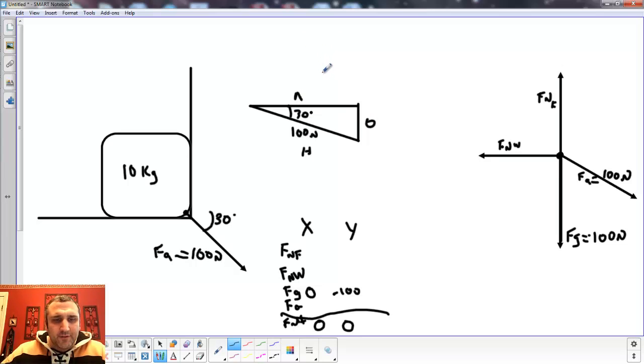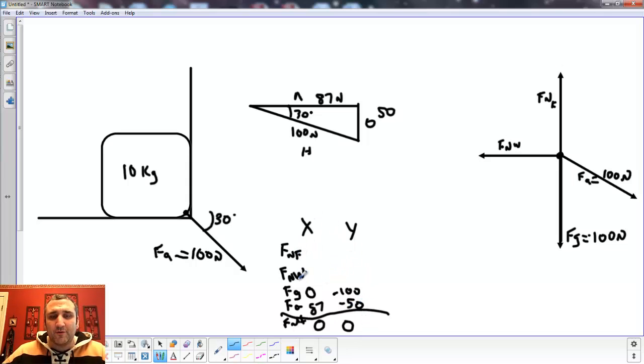And if you do this correctly, you should end up with this side being 87 newtons. You should end up with the opposite side being 50 newtons. So now we could say, well, it's positive 87 because it's going to the right, and negative 50 because it's going down. So my applied force is 87 and negative 50.